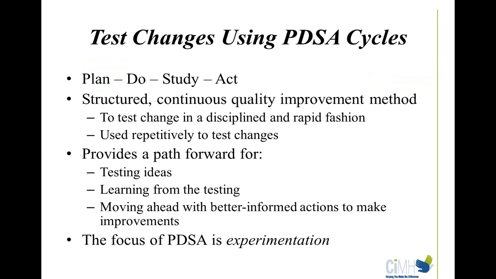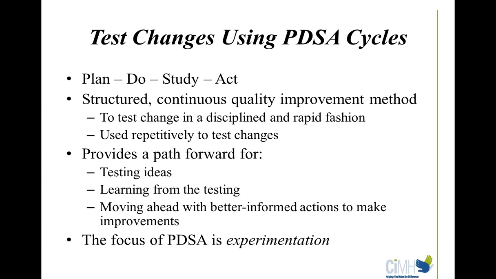But again, the idea is through the Plan, Do, Study, Act, you're undertaking a structured and continuous quality improvement method. You test changes in a disciplined but rapid fashion. It's often thought that a PDSA cycle can take weeks or months or even longer. And in fact, PDSA cycles can take hours. Several could be done in a day. The good PDSA cycle is very rapid. And then they're used repetitively to test changes. So we're going to come back to both of those here shortly, because they're so important about effective use of the PDSA cycle.